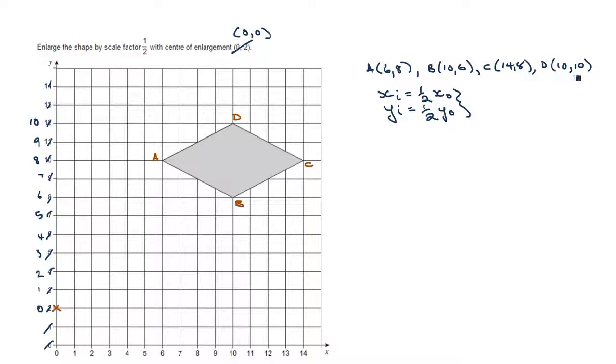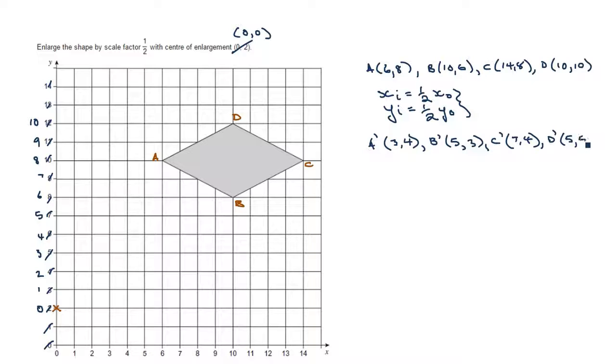So A prime has got to be half of 6, so that's 3, and half of 8, so that's 4. B prime must be half of 10, 5, half of 6, 3. C prime, half of 14, 7, half of 8, 4. And D prime is at half of 10, 5, and half of 10 again, 5.